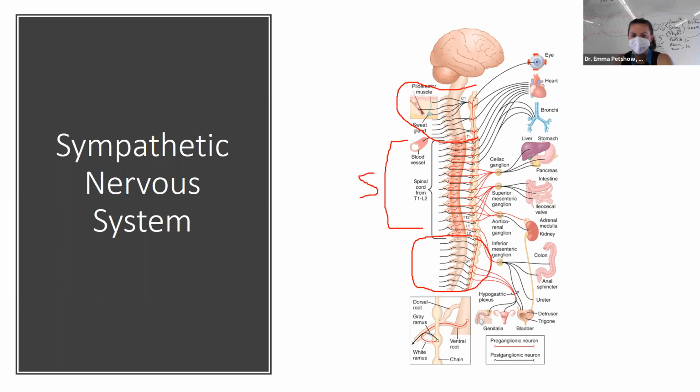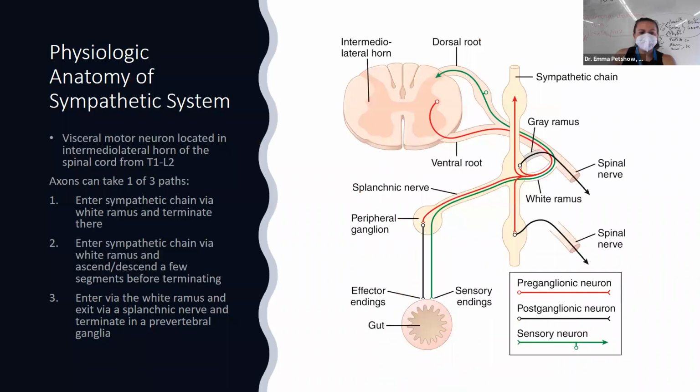Of course, we know that we also have some sympathetic that innervates the heart and the bronchioles. You can see that here, heart and bronchioles. And some sympathetic that can also go down here into your colon and your bladder. So a lot of them can hit both. We're going to zoom in then onto what's actually happening from a big scale to small scale, and look at the physiologic anatomy of the sympathetic system.